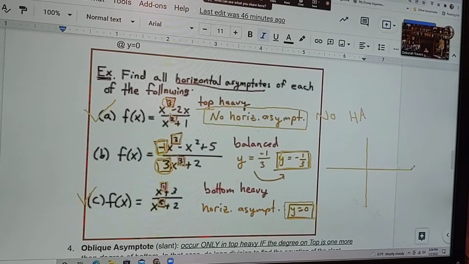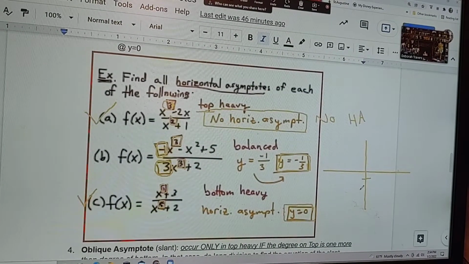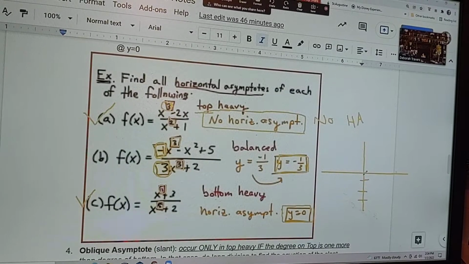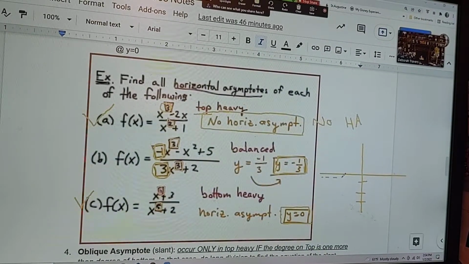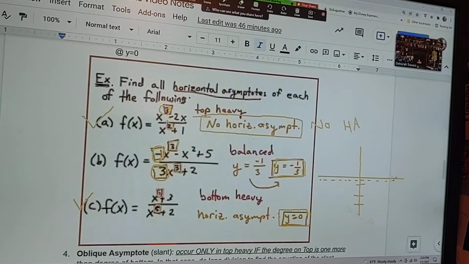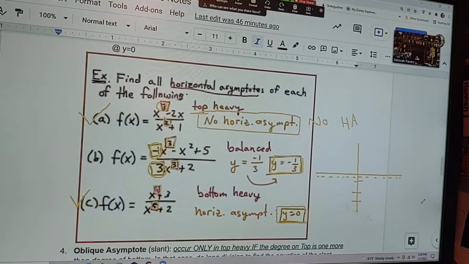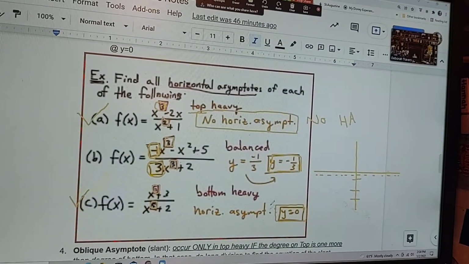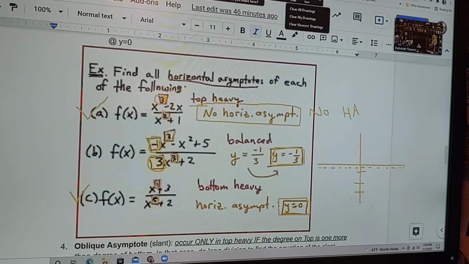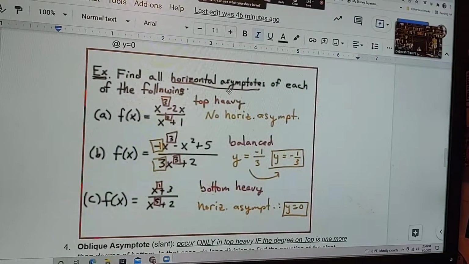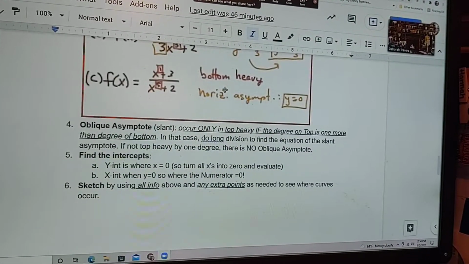So on a graph, you would actually have to go to -1/3. So it'd be like here, really close, and sketch in your horizontal asymptote right there, as opposed to being right on the x-axis or not at all. All right, step 3, we only have 3 more steps to go. You're doing great so far.